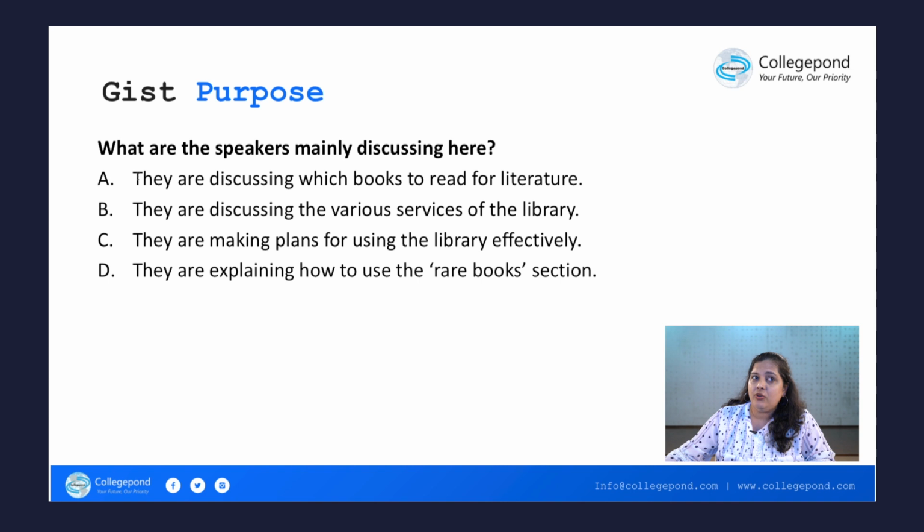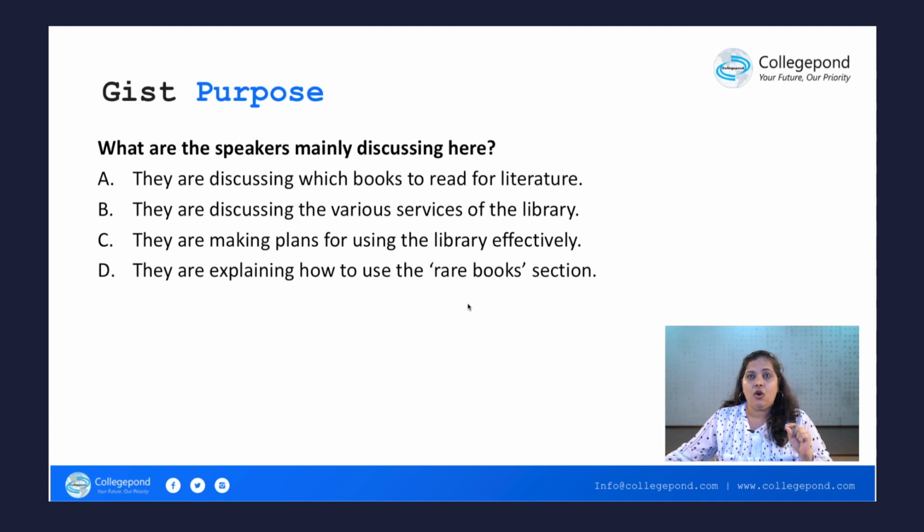So I'm sure you heard all these words. You heard that they were discussing some of the books that they were reading for literature. They were also discussing various services of the library. They were making some plans for using the library effectively. So for example, you heard them say things like they can use this section, or they can use the main floor for certain things. They also talked about the rare books section, which is there in option D.